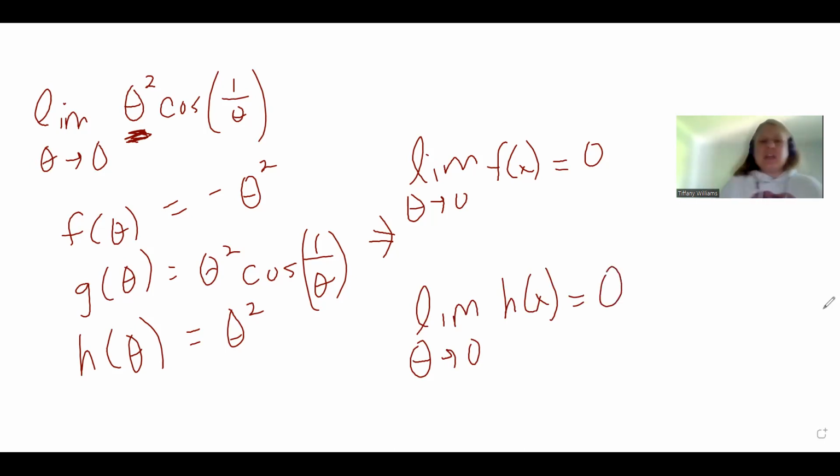So because theta squared cosine of 1 over theta lies between these two functions, and both of these functions are approaching 0 from both sides, that must also mean that g of theta is approaching 0. So the limit of g of theta is also going to be 0. And that's simply by the squeeze theorem.